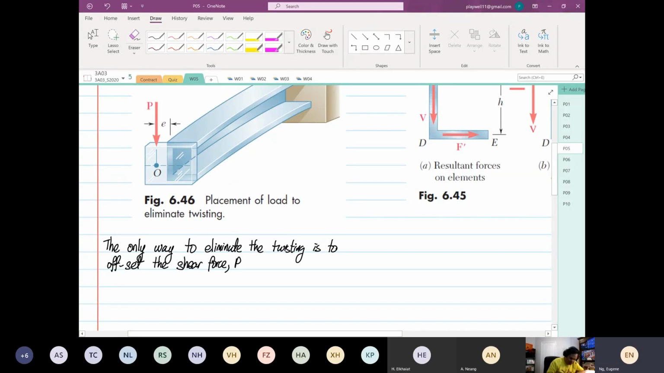It's also offset by a distance of E. Okay, right? So this distance of E, you have to offset, then the twisting is eliminated.